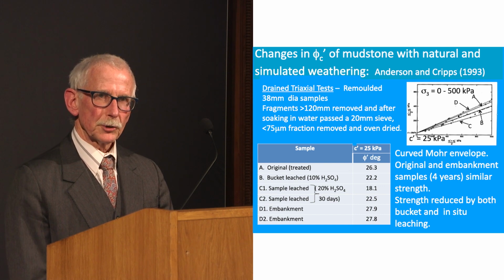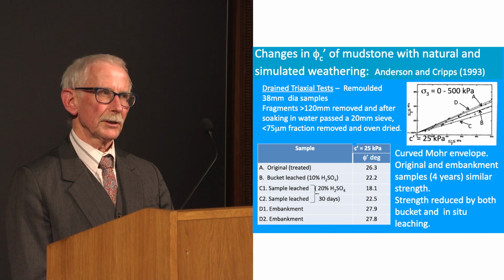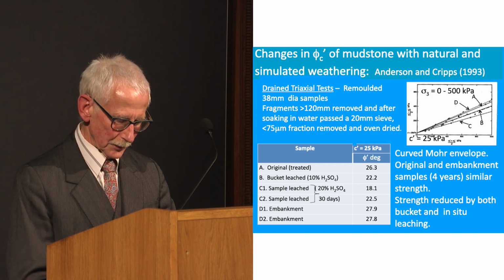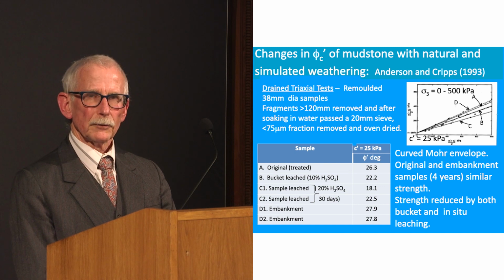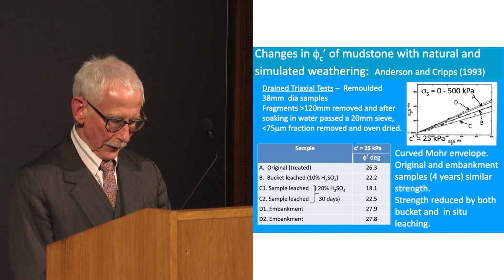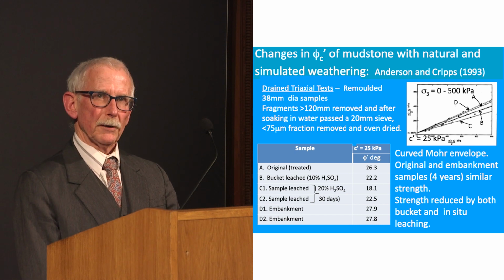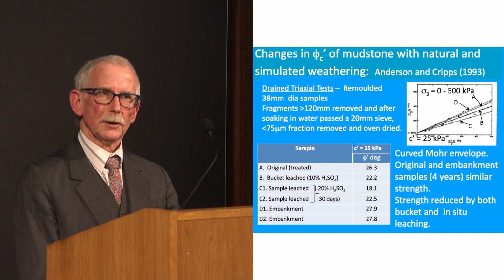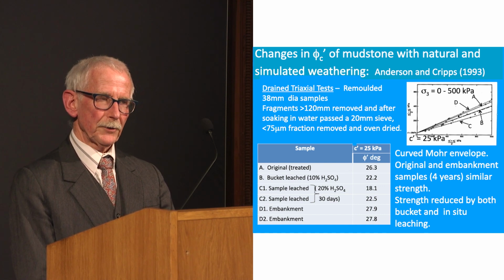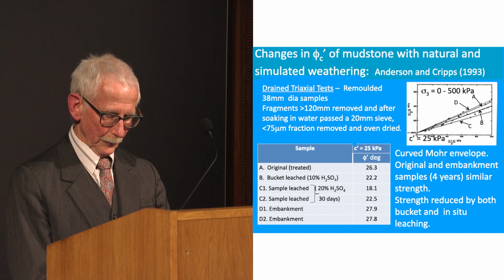Mudstone that was remoulded into triaxial specimens and then leached in acid. So we passed acid actually through the triaxial specimens before they were tested for strength. Those are labelled C. And mudstone which had been taken from the original dam 5 years after construction. This is the first and only time I'm aware of any attempt at artificially weathering a sample in a triaxial, remoulded into a triaxial sample before testing.